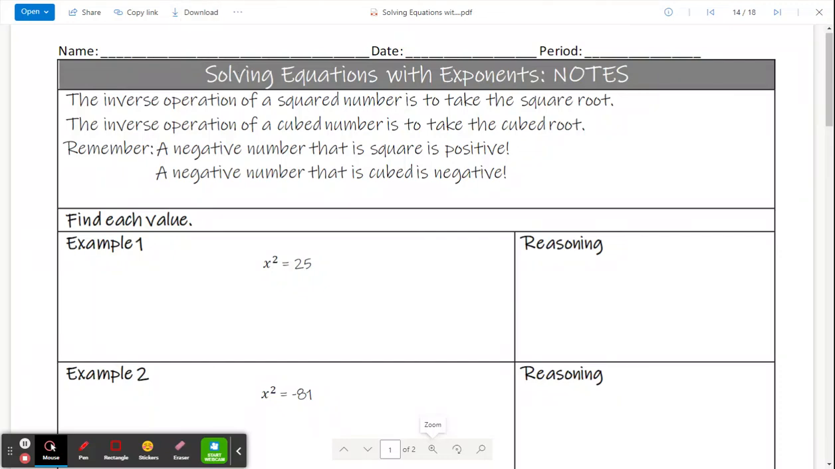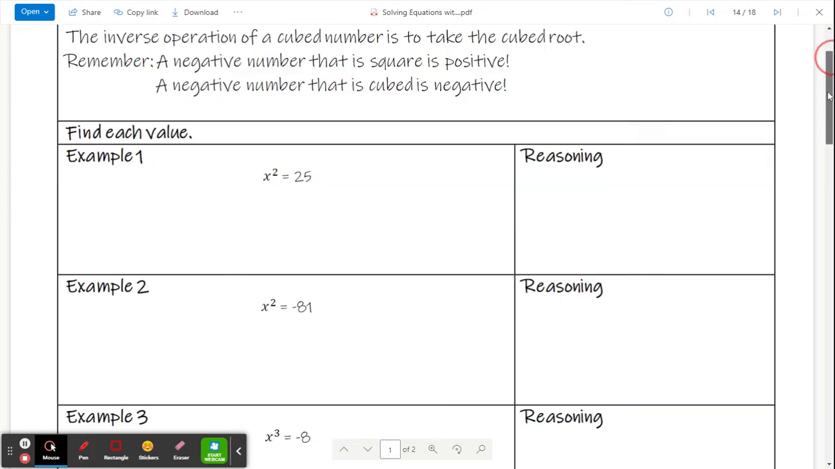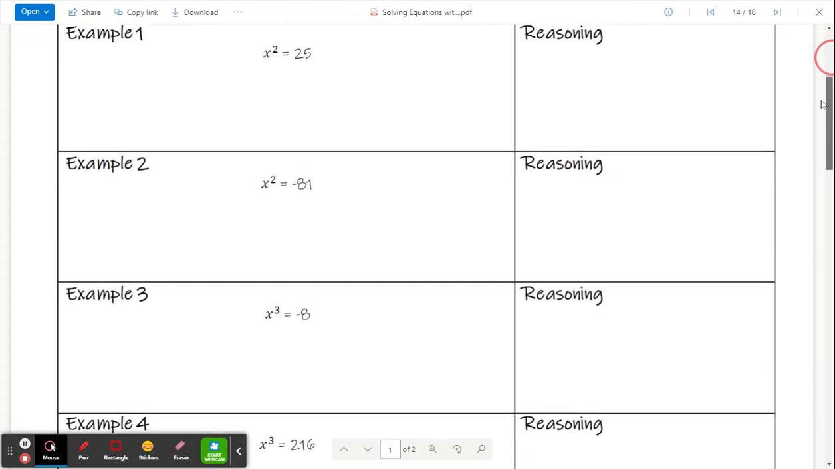So today we're looking at solving equations with exponents. We've already gone through that for a squared number, the inverse operation is a square root. For a cubed number, the inverse operation is the cube root. Remember that any negative number that is squared is positive, and any negative number that is cubed is negative. So let's come down to our examples.